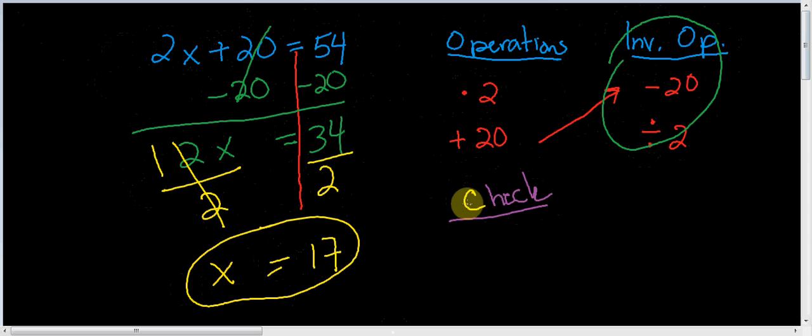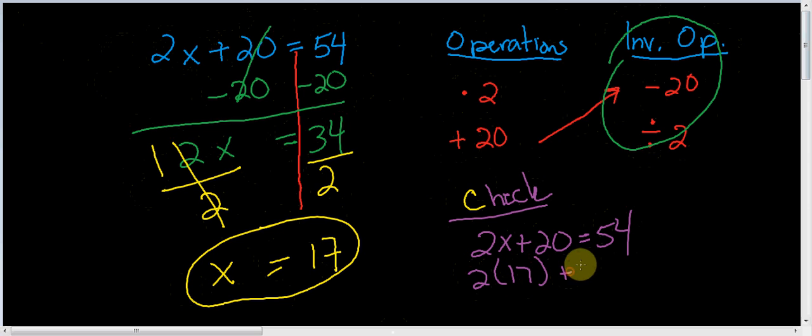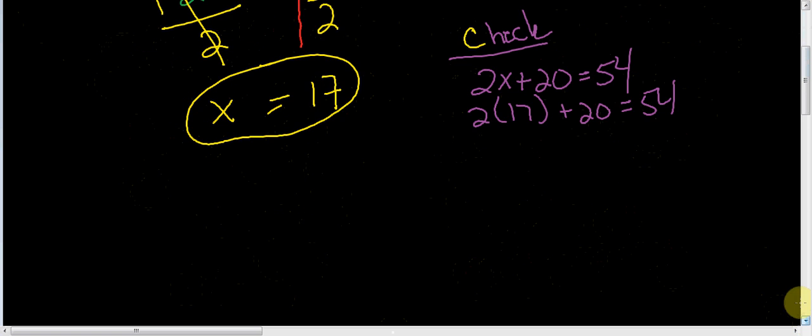So you write the word check. And what you do to check is you take your original equation, 2x plus 20 equals 54, and you plug in what we think the answer is. We think it's 17. So in the place where x is, I'm going to put 17. And we follow the order of operations on the left. So I multiply 2 and 17 before I add 20. 2 times 17 is 34. There's my plus 20 dropping down and my equal sign and my 54. And then I add 34 and 20.